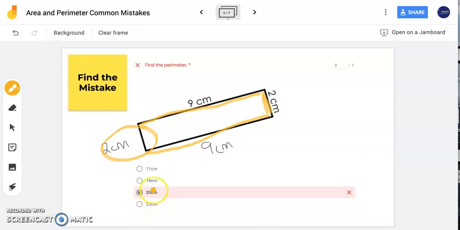the correct answer. When you are finding the perimeter of a rectangle, you need to add all sides. A rectangle and a square has 4 sides. Therefore, you're always going to be adding 4 numbers together.